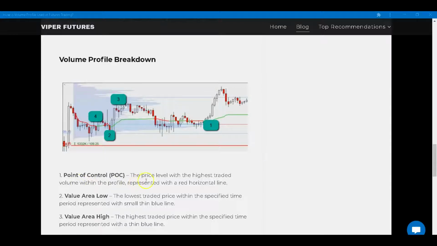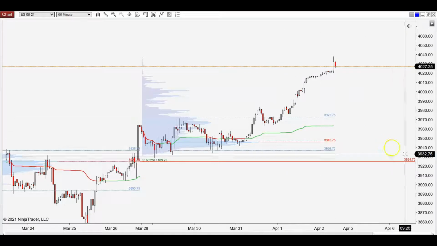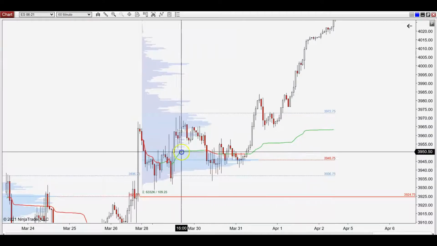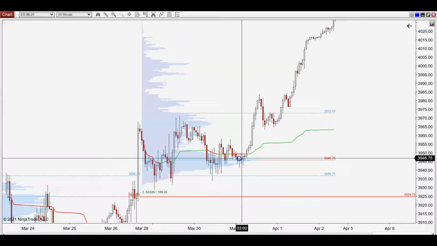So point of control is the price level with the highest traded volume within that profile, usually represented with a red horizontal line. On a lot of platforms, the standard is yellow. Let me zoom this up. So this red line here is where the most volume traded, and you can see where the cloud extends out. And it can change in a day, okay?